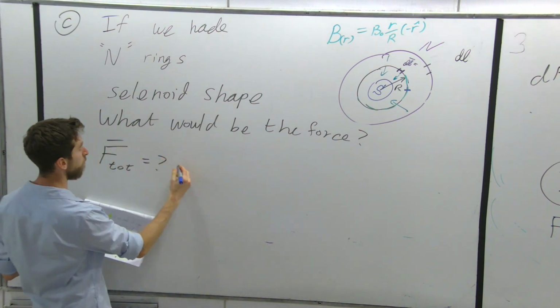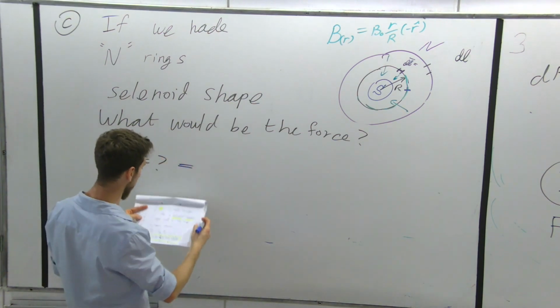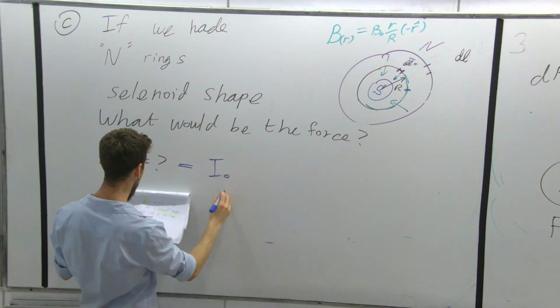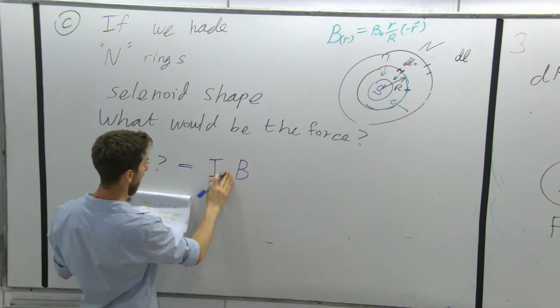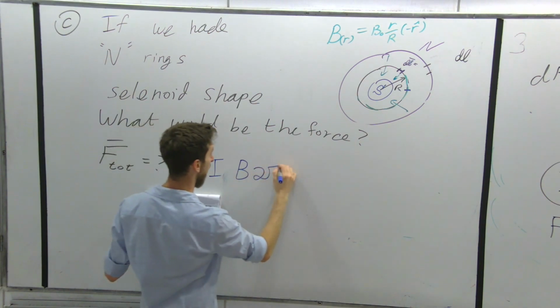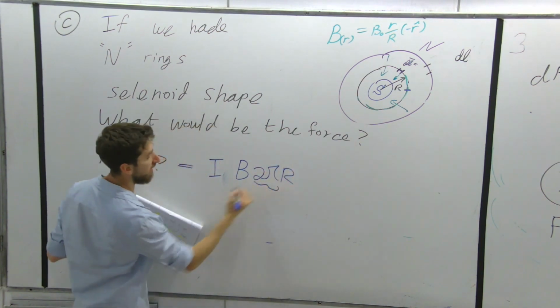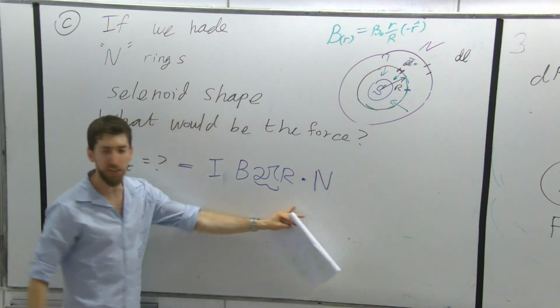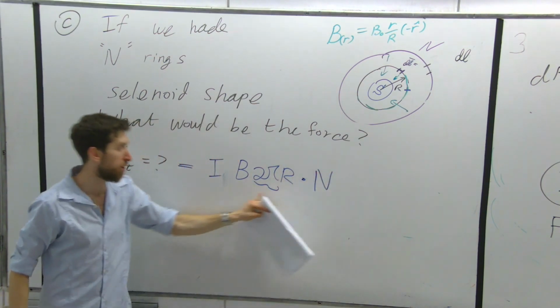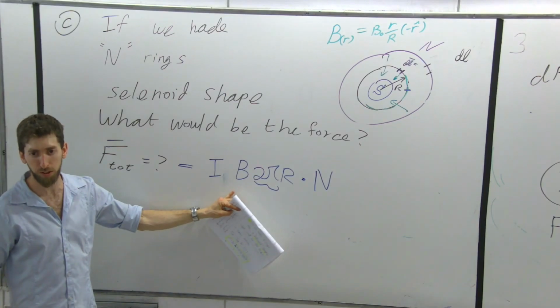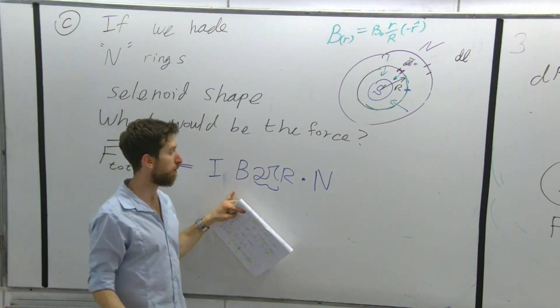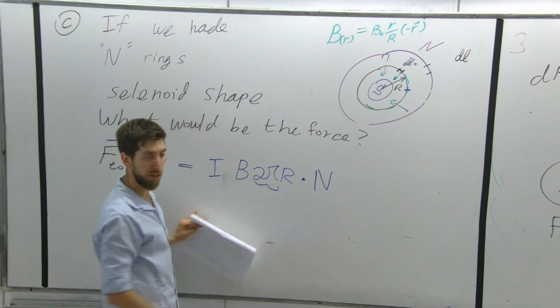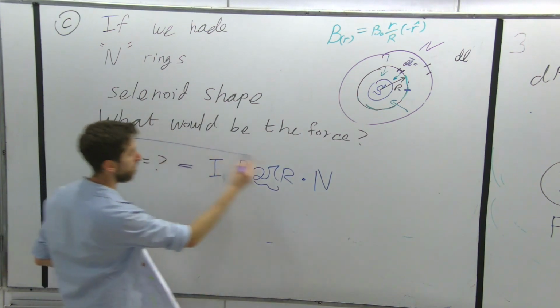We know that the force on one ring, we're gonna get the same result. The force on one ring is I B 2 pi R. And you say, dude, extend that. And I say, dude, if I know that I had n rings, eventually I'm gonna have n multiplied by this force. Understood? It's kind of the superposition principle. Okay, so we know the force.